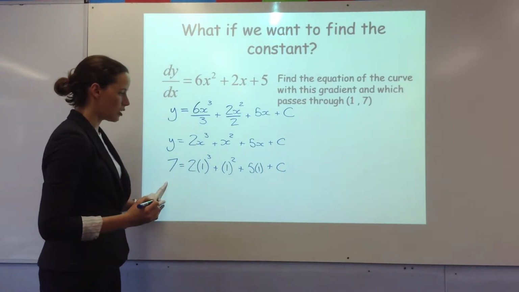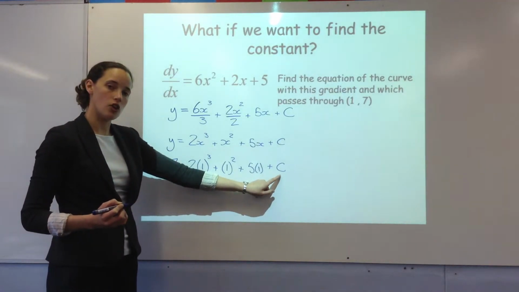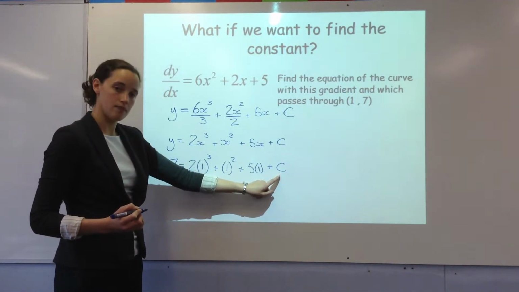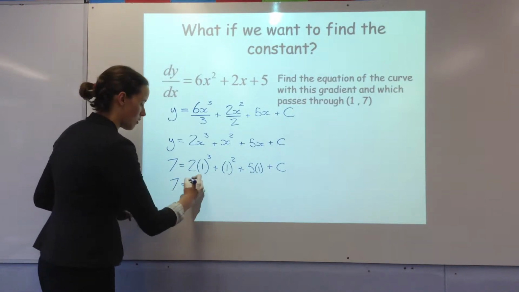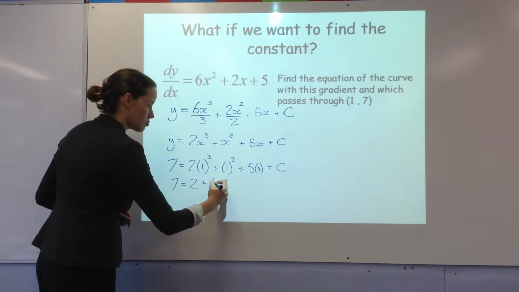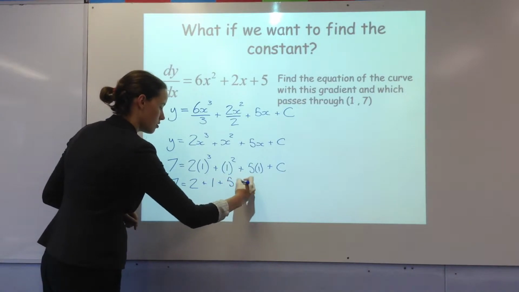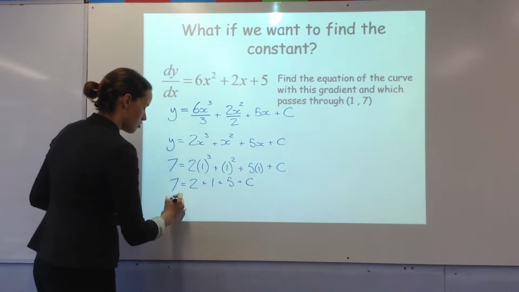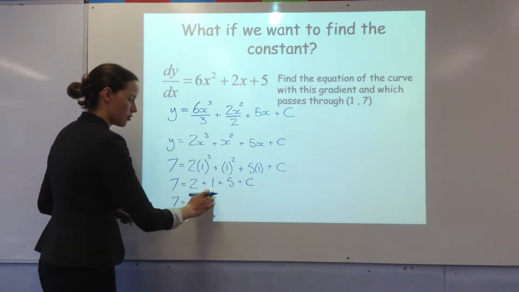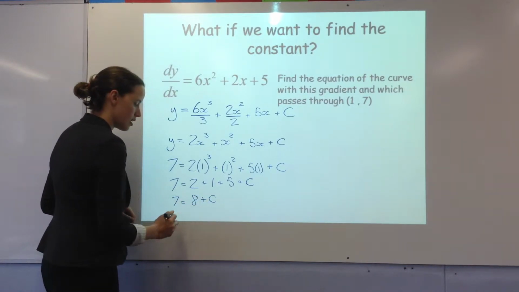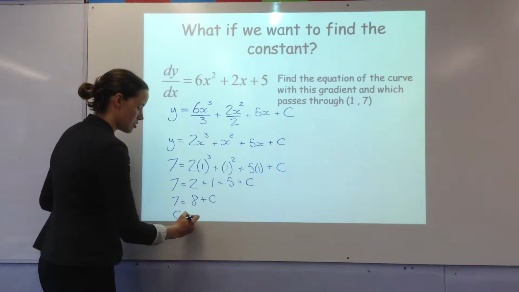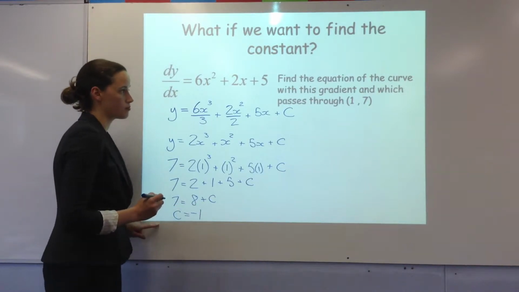Okay, so now we've got an equation and the only unknown is this thing c. So we've still got 7 here. 2 times 1 to the power of 3 is 2, plus 1, plus 5, plus c. So 7 is equal to 2 add 1 is 3, add 5 is 8, plus c, minus the 8 from both sides, and we've got c is equal to negative 1.